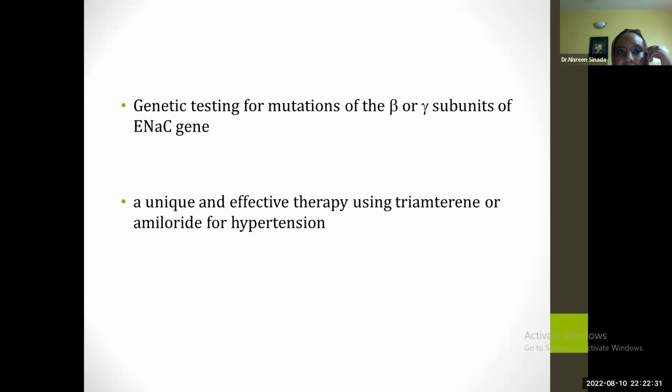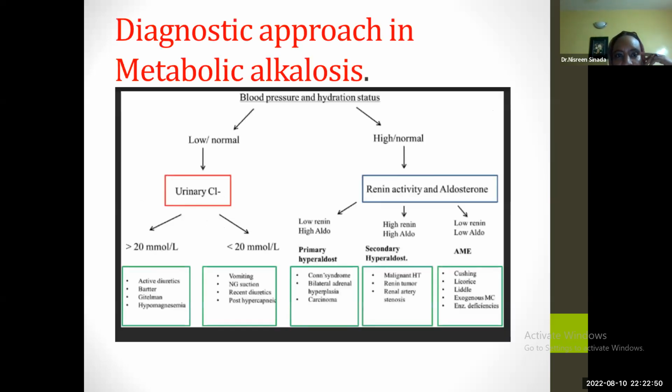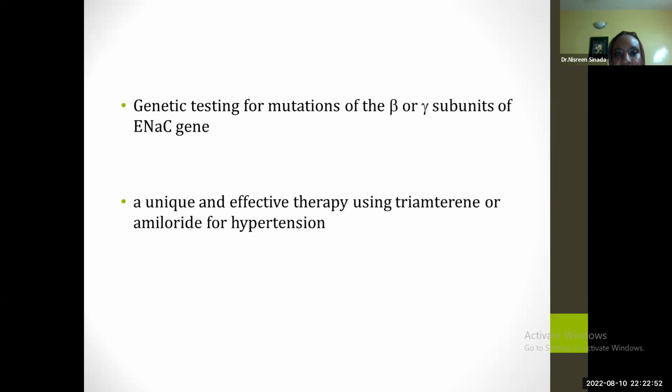We confirm Liddle syndrome by doing genetic tests for mutation of the beta and gamma subunit of the ENaC gene. And the effective therapy is triamterene and amiloride for hypertension. When you use this, the blood pressure will improve nicely. But unfortunately, we really didn't have it, because we just motivated for this treatment.